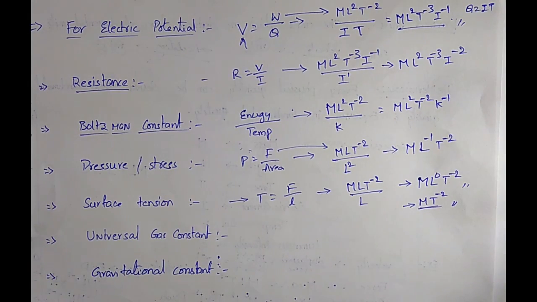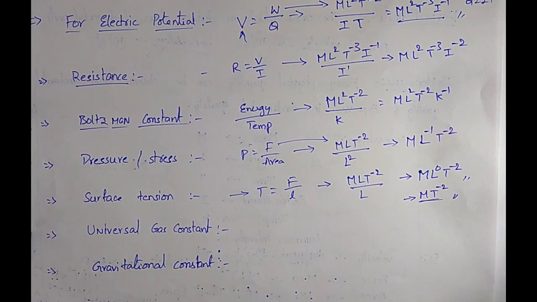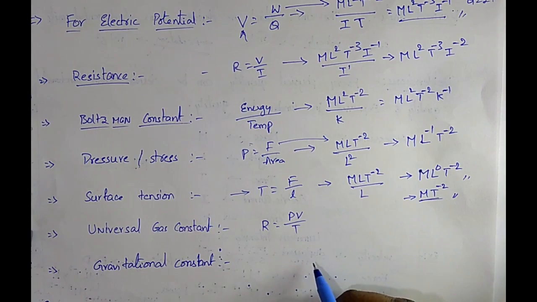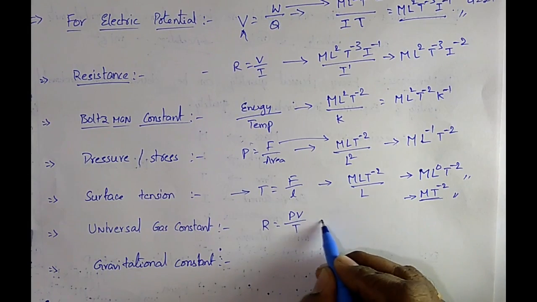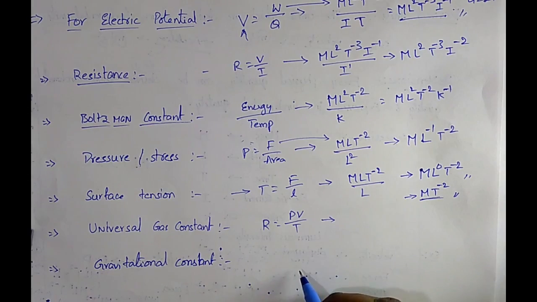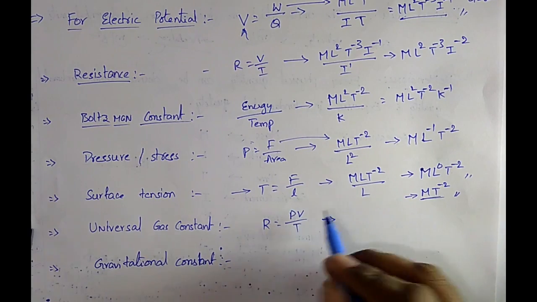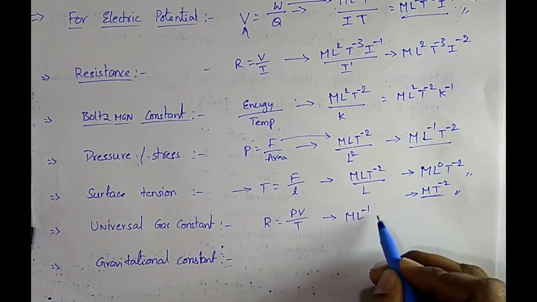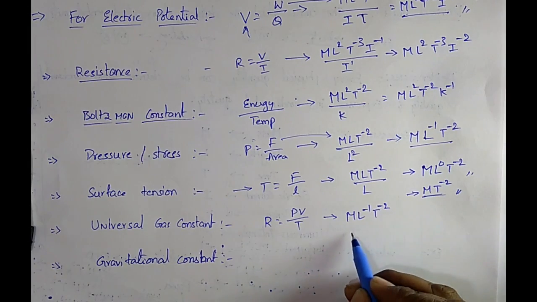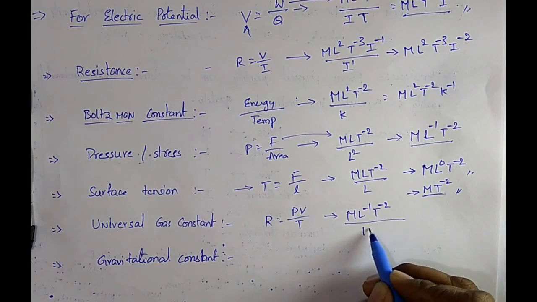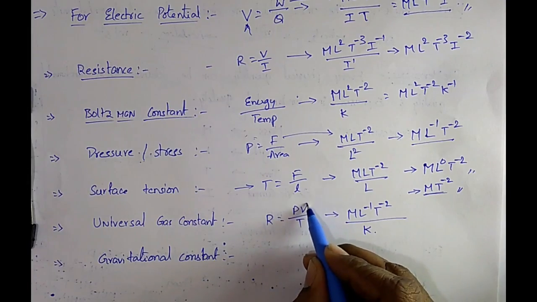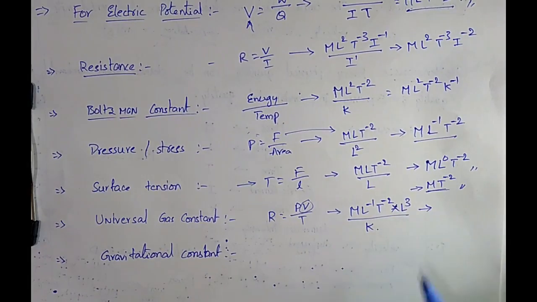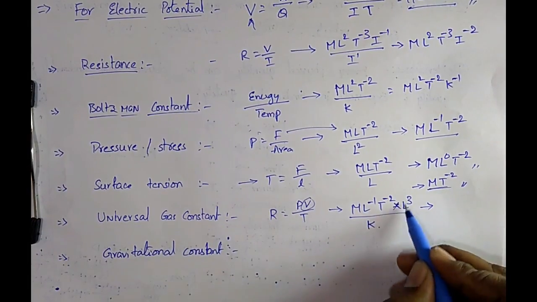Okay. And next one, universal gas constant, that is nothing but R. R equal to PV by T. Here P is the pressure, V is the volume, and T is the temperature. We know that the pressure dimensional formula is M L power minus 1 T power minus 2, and for temperature it is the Kelvin. For volume it is meter cubed, so it is L cubed.